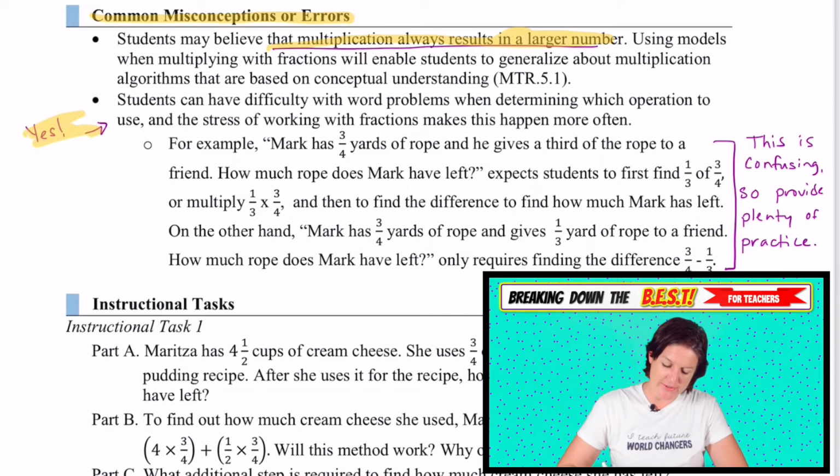Here I said yes to this because it says students can have difficulty with word problems when determining which operation to use. And the stress of working with fractions makes this happen even more.